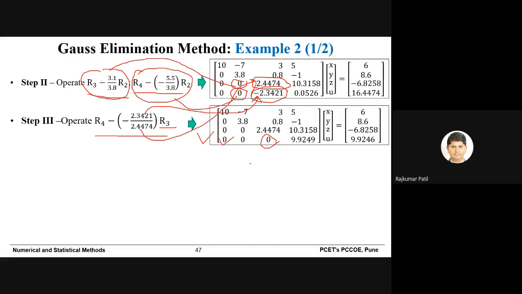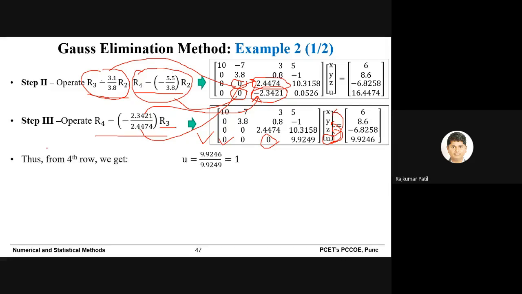And now when you look at this particular new matrix, you can say that by using row 4, that is R4, you can calculate the value of U. Then put this value of U in the third row. You can calculate the value of Z. Again put U and Z in row 2. You can calculate value Y. Again put Y, Z, and U in equation number 1, that is row 1. You will get value of X.